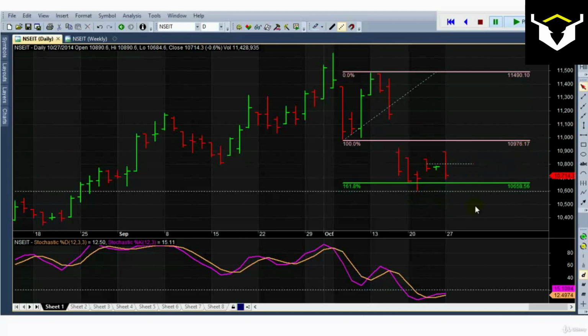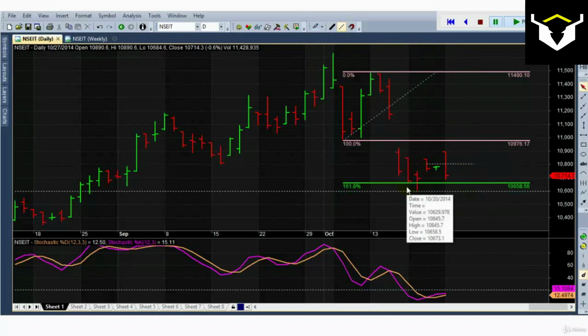Okay, what is our aim? Since weekly is favoring the bullish side, our aim is 11,600 or a new high, or we will be stopped out at 10,600, any one of it. We have a stop of 200 points and a target of almost 800 points. Let's go ahead and see what happens next.